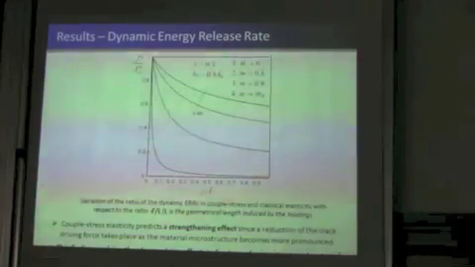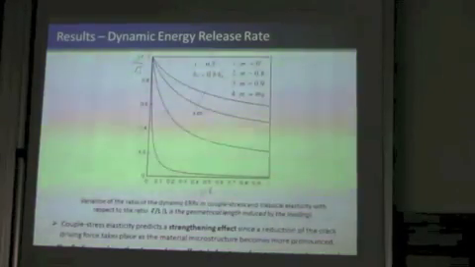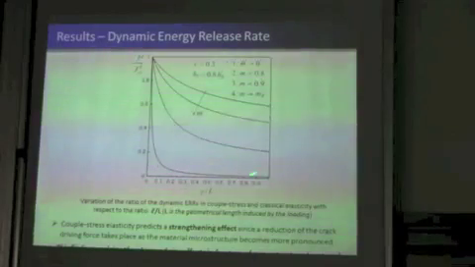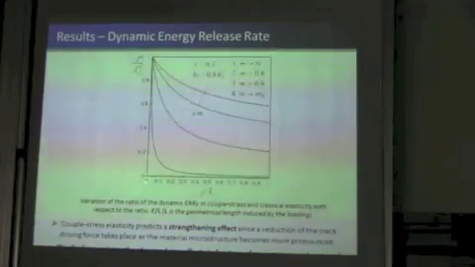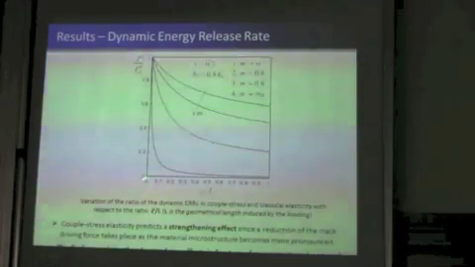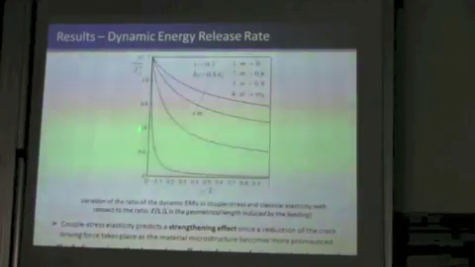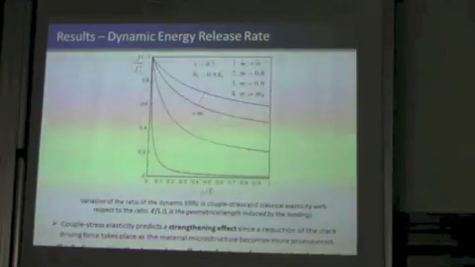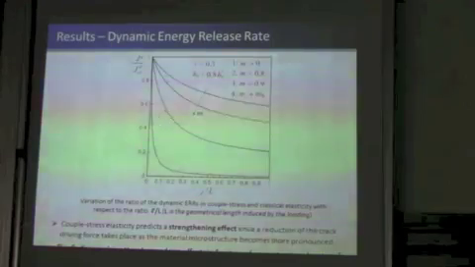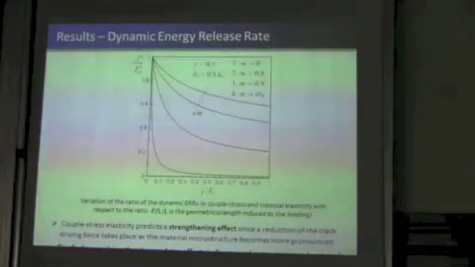And this shows that coupled stress elasticity predicts a strengthening effect, since we have a reduction of the crack driving force, which is the J integral, and that takes place as the material microstructure becomes more pronounced. And this reduction is more evident as we approach the Rayleigh limit. On the other hand, we see that when the characteristic material length is 0, so we are here, the ratio of the energy release rates is equal to 1, which means that we have a continuous transition between the coupled stress and the classical theory as far as the energy release rates are concerned.